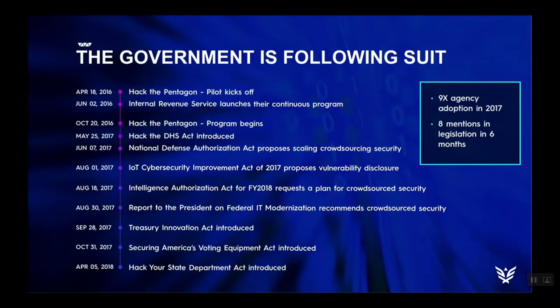And the government is following suit, right? There was 9x agency adoption in 2017, 8 mentions of legislation of hack the Pentagon, hack the DHS, hack the VA, in 6 months. So this is a very current topic in the federal government, and there's a lot of initiative around doing crowdsourced security.